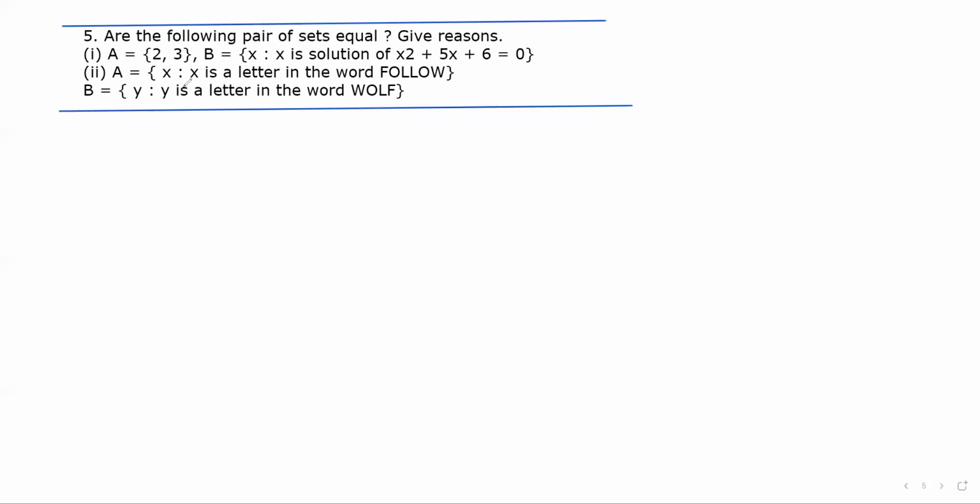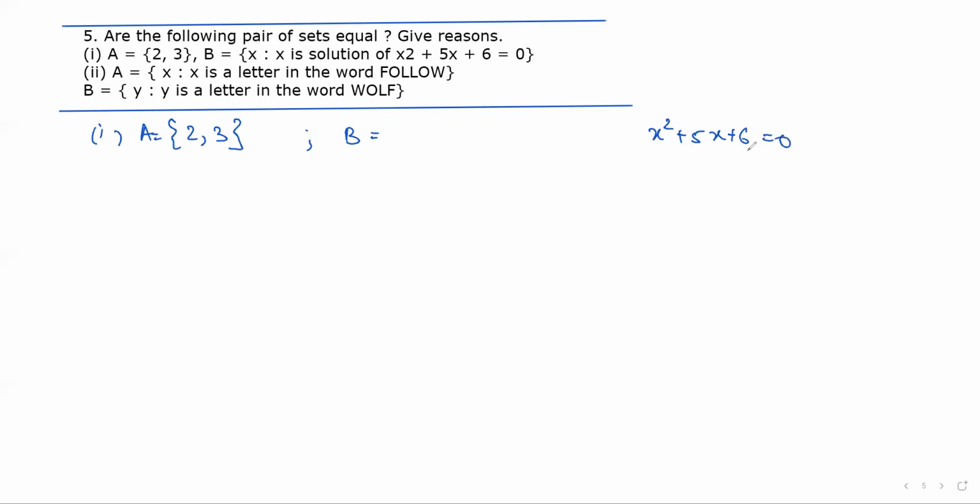Next, are the following pairs of sets equal? So you have to check whether the pairs of sets are equal or not. If a set is mentioned in set builder form, you should convert it into roster form. A is equal to 2, 3 given to you. B is equal to the set of all x such that x is a solution of this equation. The equation given is x squared plus 5x plus 6 is equal to 0.